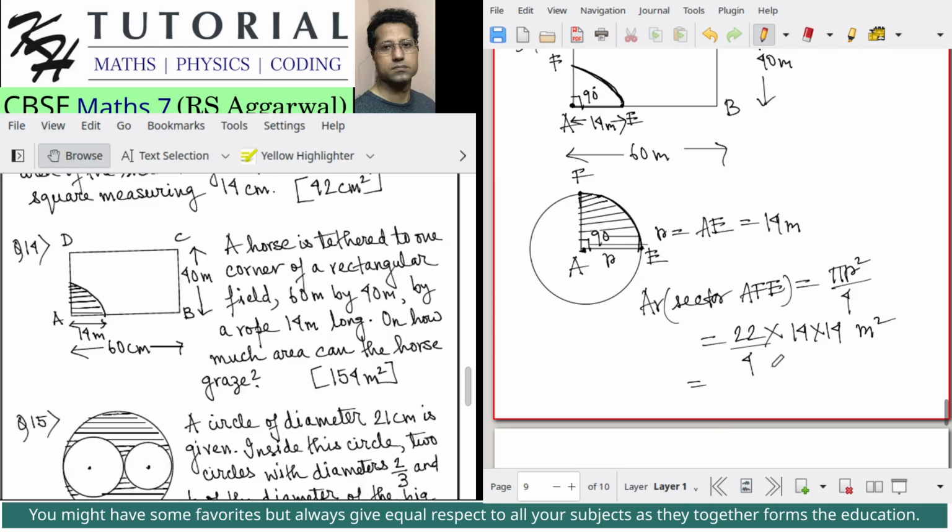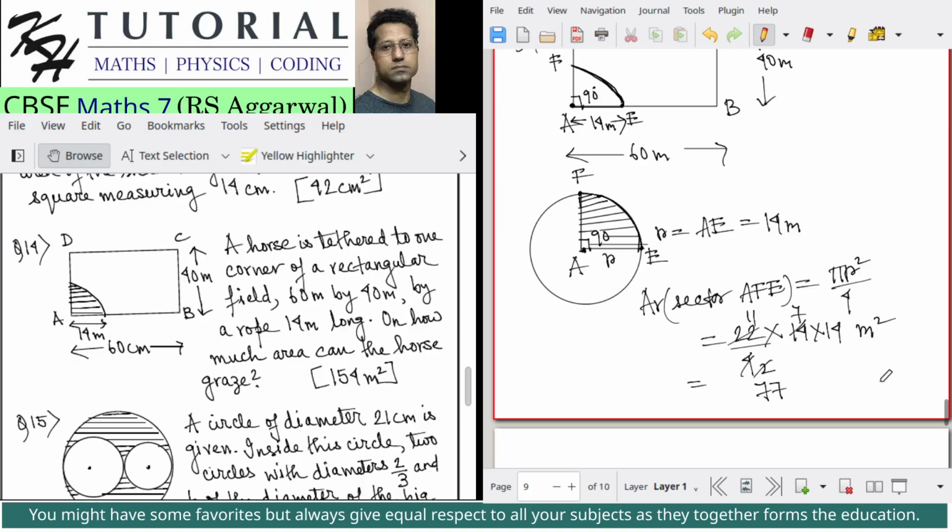So this is 77 multiplied by 14. Now, how much area can the horse graze? It is 154 meter square.